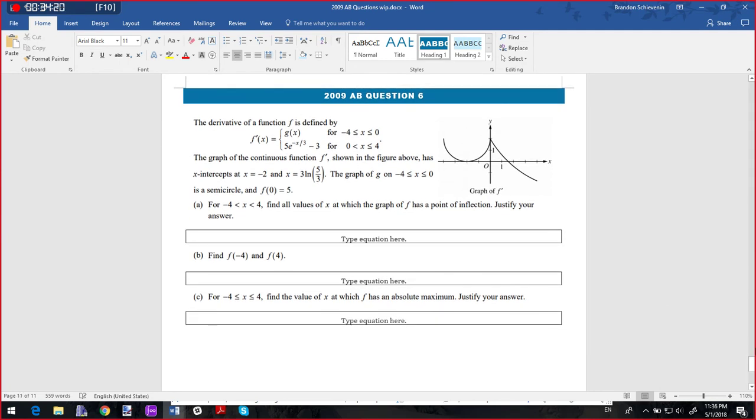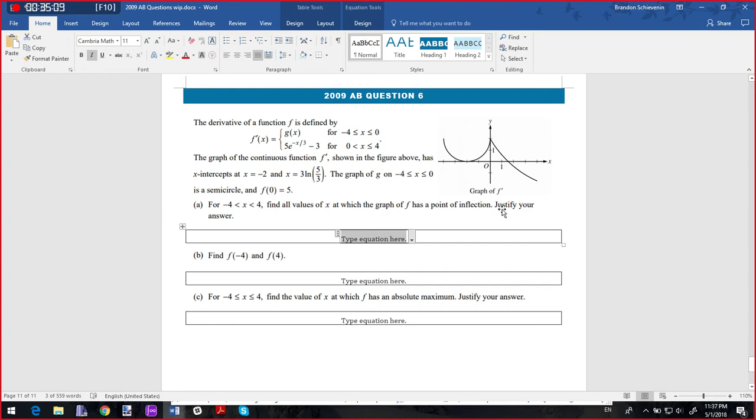Last one. I've got a derivative of function f defined by this derivative. So I've got f prime equal to g of x when x is less than 0, and f prime equal to 5e to the negative x over 3 minus 3 when x is positive. I'm told that my graph is continuous for this derivative, which is shown, and that this derivative has intercepts at -2 and 3 ln 5/3. The graph of g on negative 4 to 0 is a semicircle, and our start point at 0 is 5.